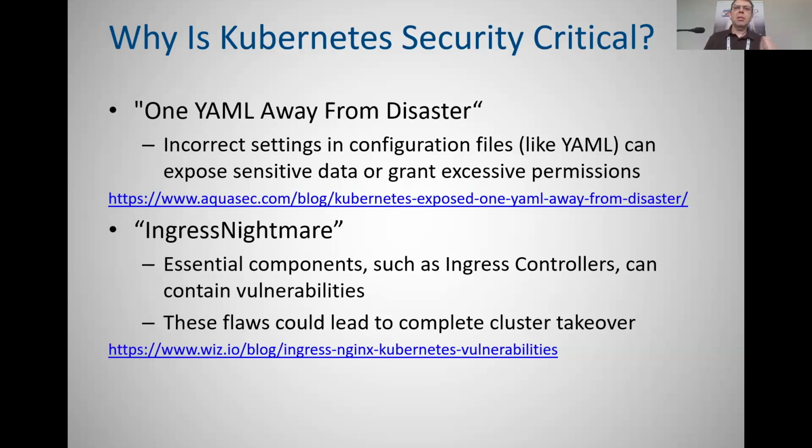Why is Kubernetes security critical? I will start with two examples published on the internet. The first example, provided by Aqua Security, is One YAML Away from Disaster: one misconfiguration in a YAML file, and an attacker can expose all sensitive data in your cluster. The second one, provided by Wiz, is called IngressNightmare. It's a vulnerability in the Ingress controller, an essential component in Kubernetes, leading to full takeover of a cluster. And of course, you can find additional examples on the internet.